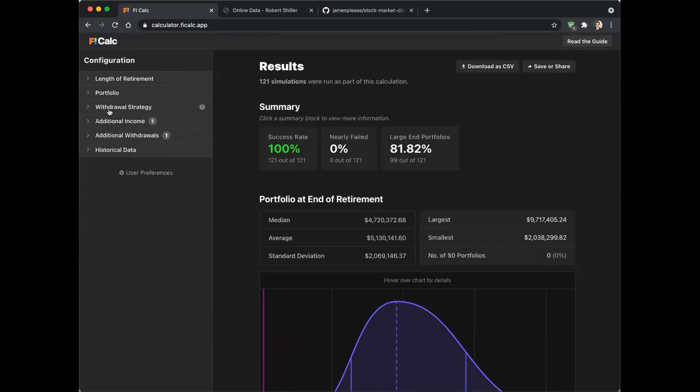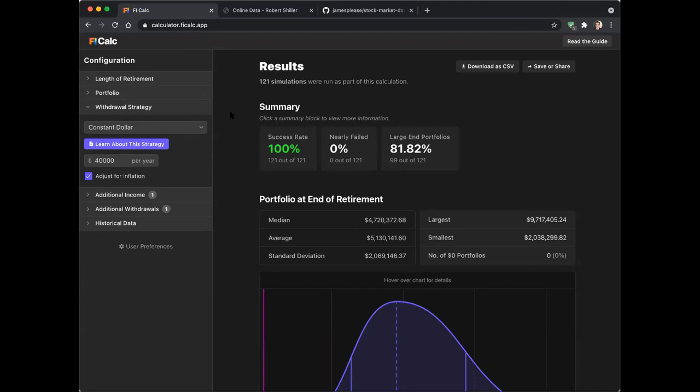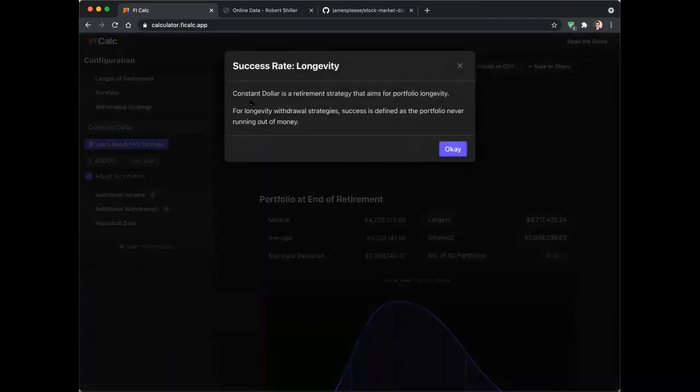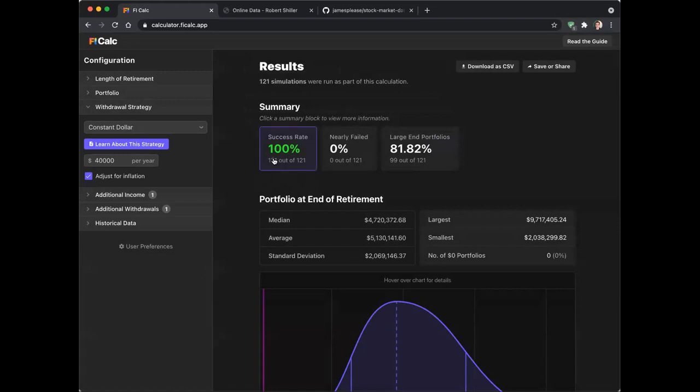So one thing, if you read the Bengen study, if you read the Trinity study, they talk a lot about this idea of success rates. Well, what is a success rate? What does it mean to be successful or not? If you click this, you can see the definition of success for the strategy that you've chosen. For a category of withdrawal strategies that I call longevity, success is defined as the portfolio never running out of money. So in the Bengen study, if on that 30th year the portfolio had $1 left, Bengen would say that's a success. Now, you might disagree, but that's the definition Bengen used, and that's also the definition used here in this success rate number.